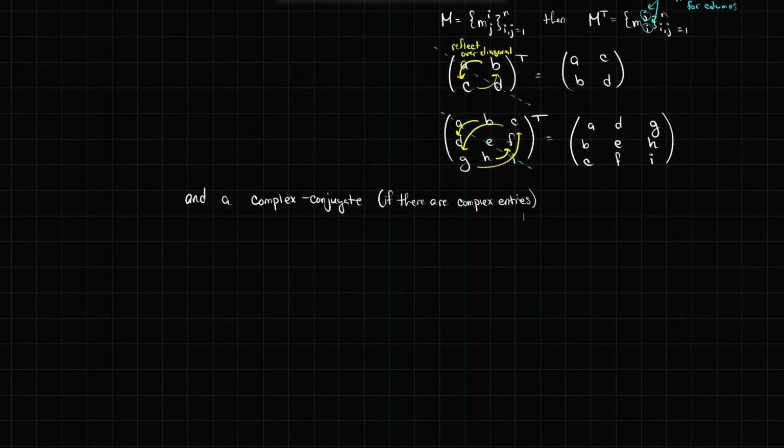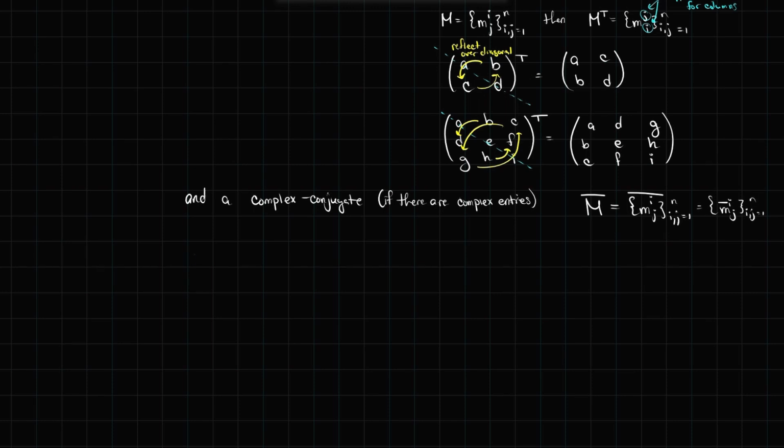So a complex conjugate, if there are complex entries, I think everybody knows what that's going to be, denoted by a bar. This is going to be M_ij bar, with i, j going from 1 to N. You just look at the entries.